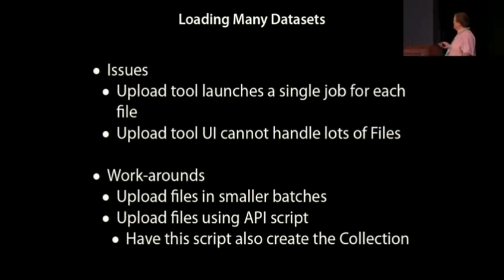So like I said, the issue with the FTP upload is that the tool launches a single job for each file. So if you upload 5,000 files and try to import it, it's going to launch 5,000 jobs. And so the workaround is that you can upload files in smaller batches. You can use an API script. And if you're going to use an API script, you might as well have that script also create the collection.